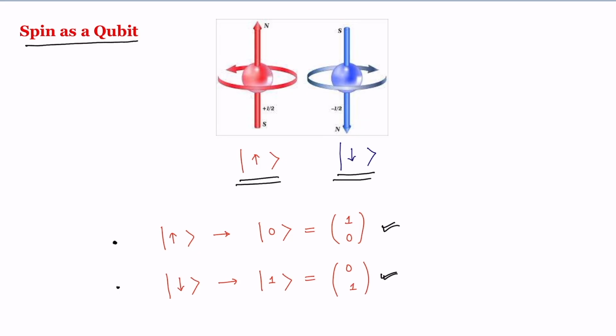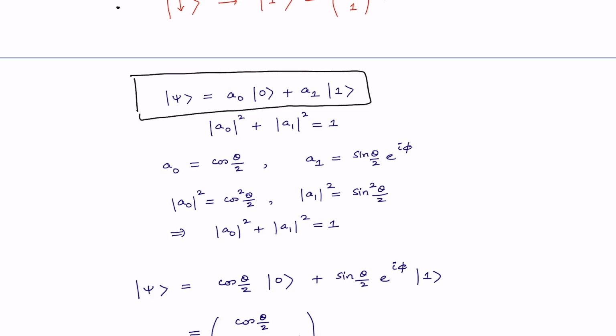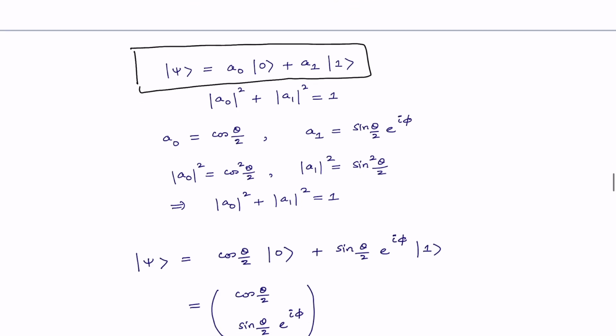So it is basically a choice of convention. You can use |0⟩ as (0, 1) or |1⟩ as (1, 0). But if you stick to one particular notation, you should stick to that throughout your calculations, right? So for example, here we are considering |0⟩ as (1, 0) and |1⟩ as (0, 1). Now any arbitrary state of the qubit can be represented as a superposition of |0⟩ and |1⟩, and we already discussed all these things in an earlier class.